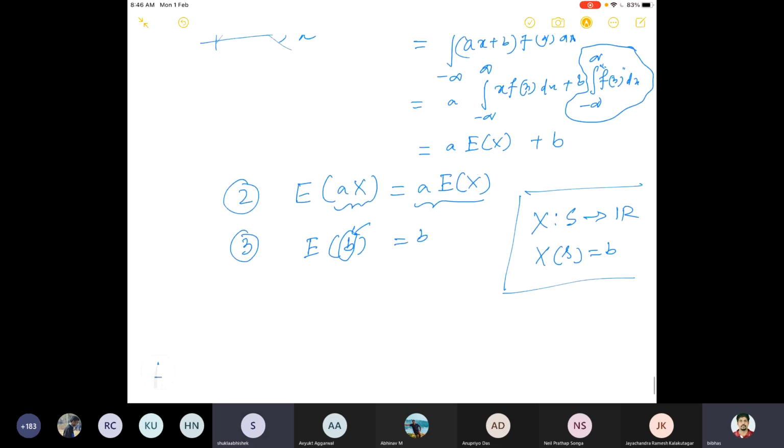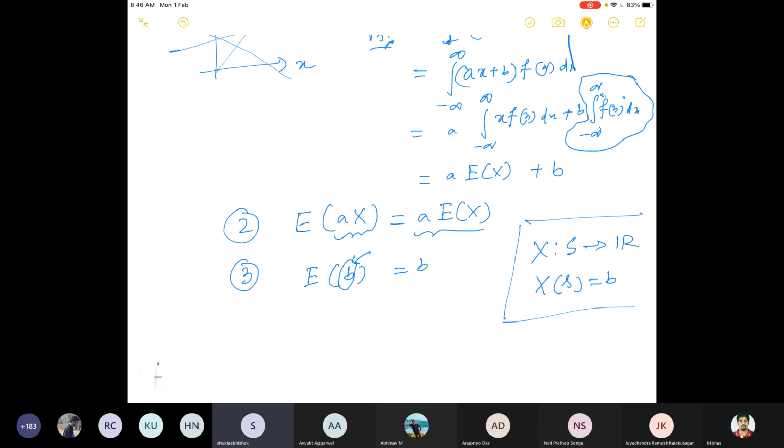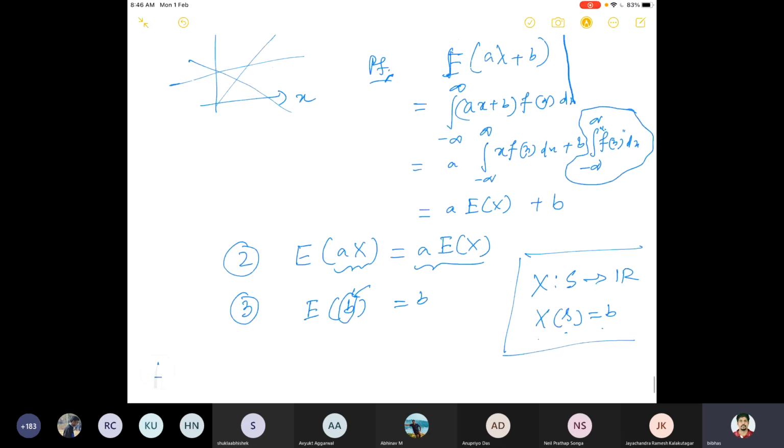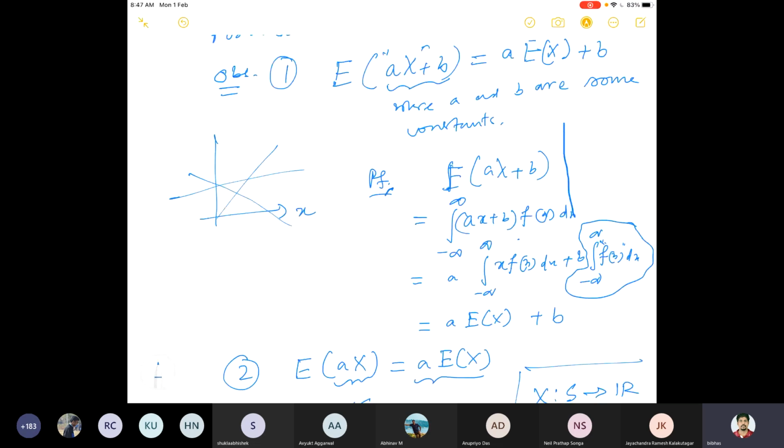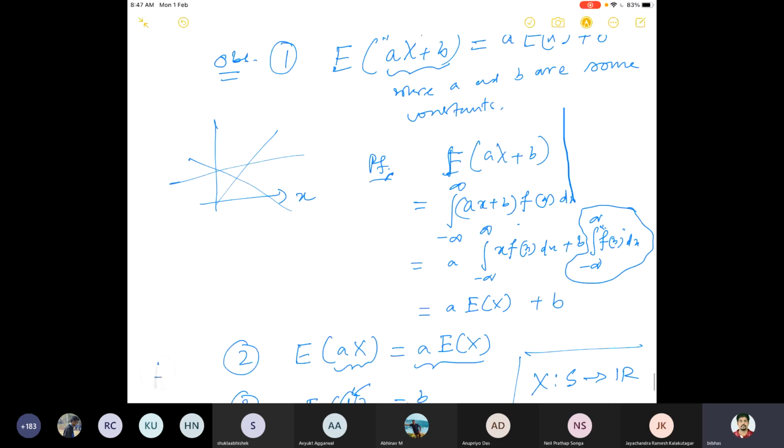Like every event is equally likely for this? No. I'm not talking about probability here. I'm just saying X equals B. Whatever the probability is, it will remain the same, and f of x will also be the same, because all are the same points. So I'm not changing anything here.